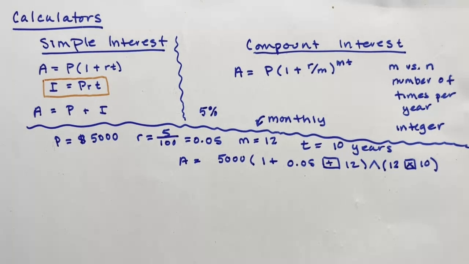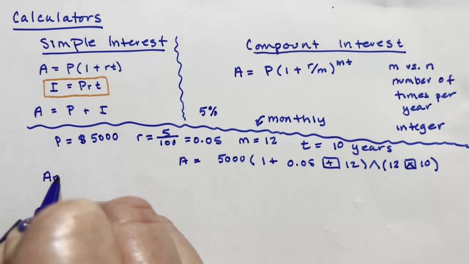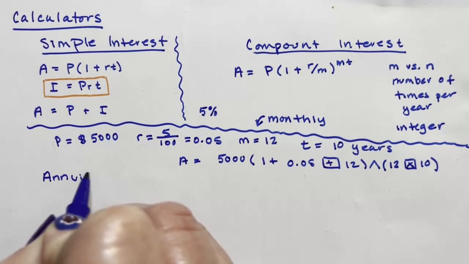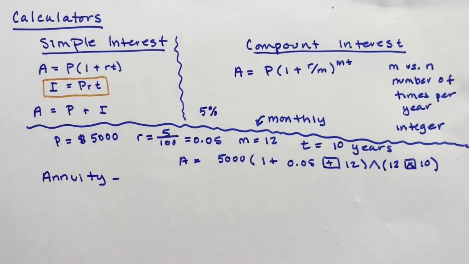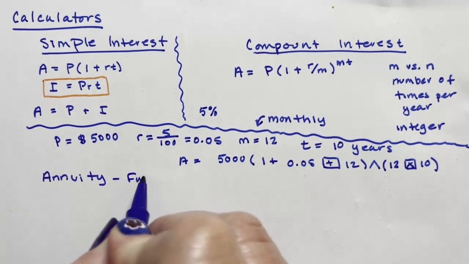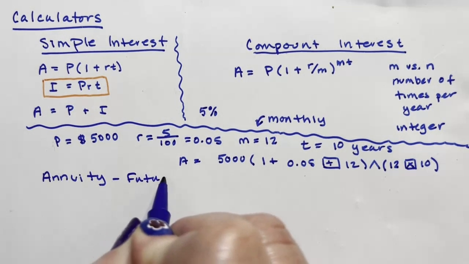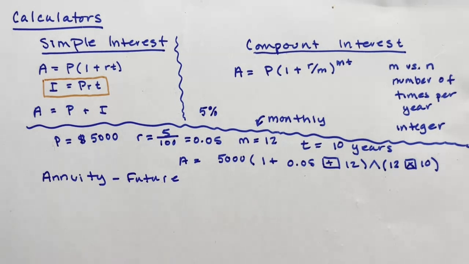Okay, so that's fun. Now let's talk about why calculators matter. Probably everything I've done here, you're like, yeah, that seems pretty simple. So then we have our annuities. And the first one is the future annuity. So I'm just going to call it a future annuity. It's actually an ordinary annuity. Here we go.